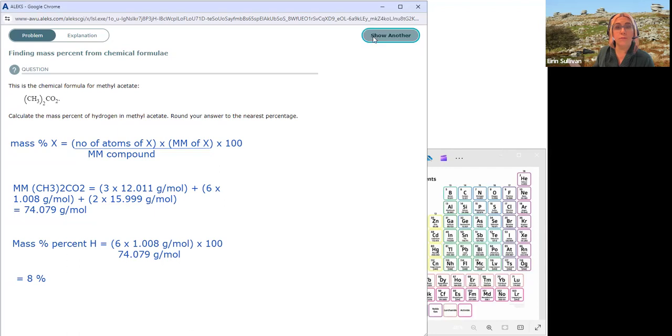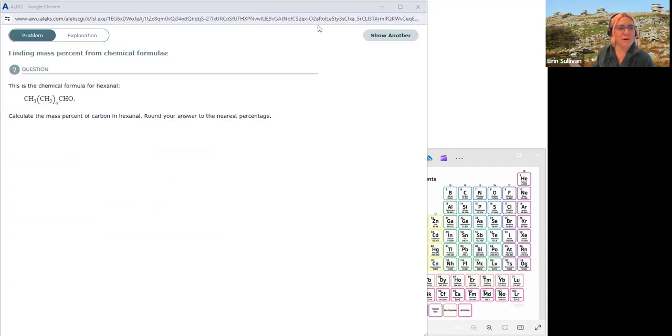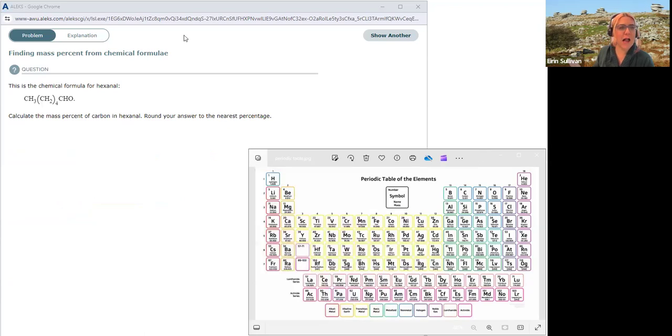Okay, you want to do another one? Of course you do. Oh, this is a fun one, right? Hexanal. Okay, so we're asked for the mass percent of carbon. Brilliant. Okay. So first of all, we've got to work out the molar mass of the hexanal.